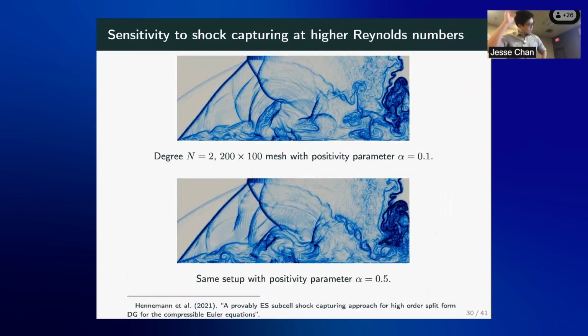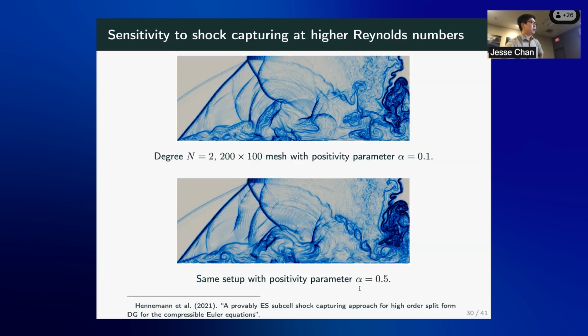So we're not sure which one is the correct solution still. I don't think there's an agreed-on reference solution that everyone in the community considers correct. But what we have noticed is that this shock capturing seems to play a really big role in changing qualitative features of the solution. This is a higher Reynolds number, Reynolds number equals 10,000. What I'm going to do is vary this positivity limiting parameter alpha, which controls how aggressively we enforce positivity.